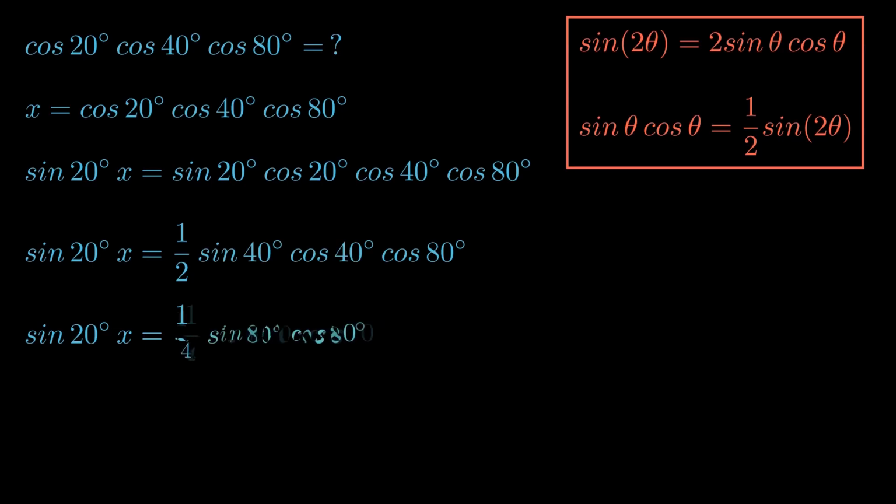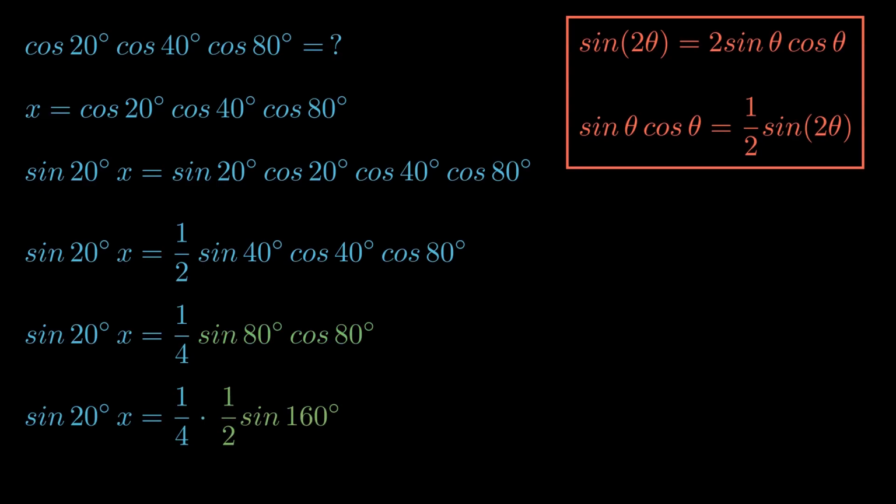The new expression on the right-hand side becomes 1/4 times sine of 80 degrees cosine of 80 degrees once we simplify the product. Since sine of 80 degrees cosine of 80 degrees forms another expression in the form sine theta cosine theta, we can rewrite this as 1/2 sine of 160 degrees, and the entire right-hand side expression simplifies to 1/8 times sine of 160 degrees. By multiplying sine of 20 degrees on both sides of the equation, we get a cascading effect with repeated application of the double angle identity for sine, which condenses the right-hand side expression into a single trigonometric term.